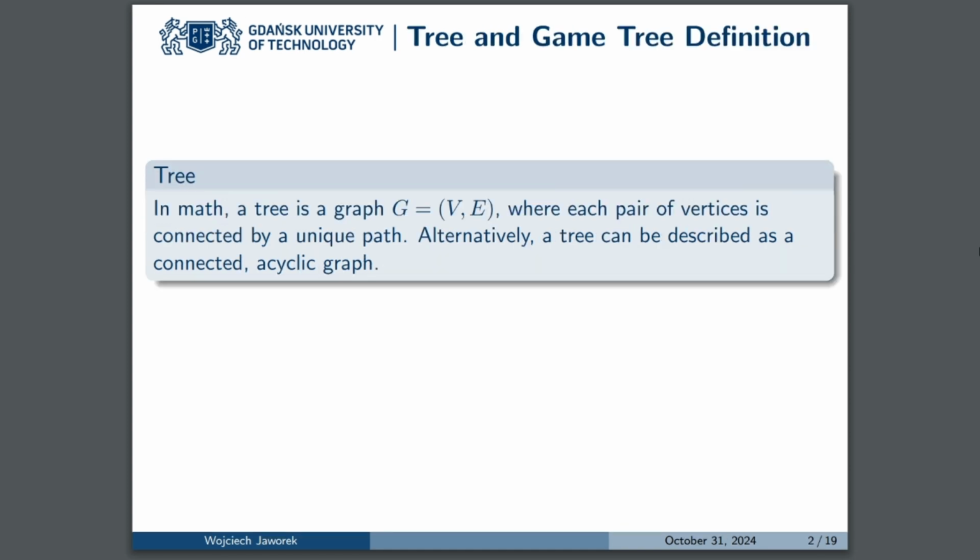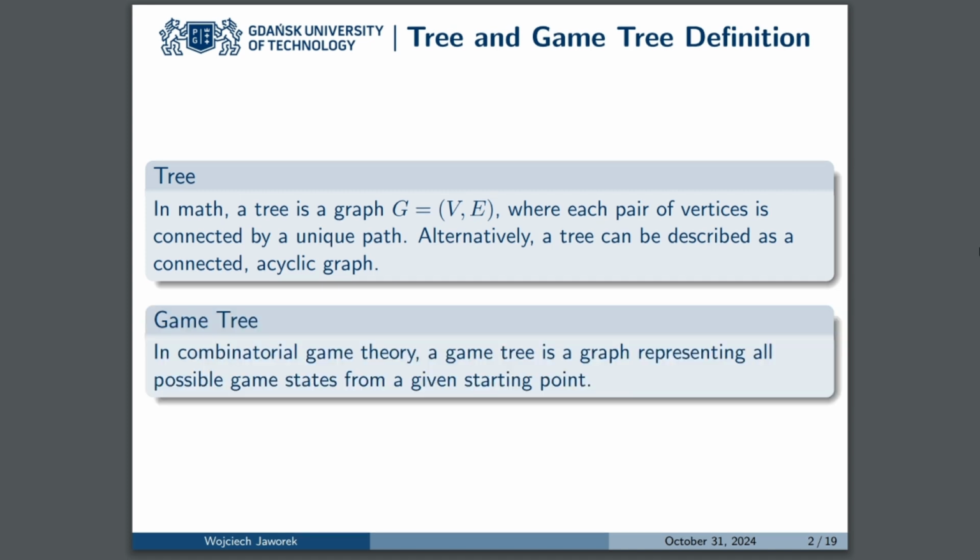Let's now look at the definition: what is a tree and what is a game tree. A tree is a type of graph, which is a set of vertices and edges between them, in which each pair of vertices is connected by a unique path. Alternatively, we can just say that a tree is a connected and acyclic graph. And a game tree is used in combinatorial game theory. A game tree is a graph representing all possible game states from a given starting point.